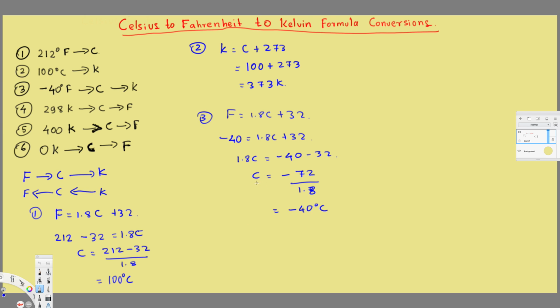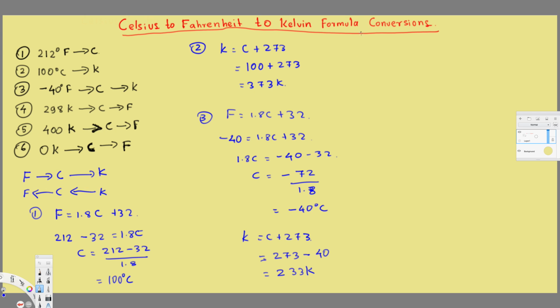And then we have to convert this one into Kelvin. So we can use this formula right here. K is equal to C plus 273. So here I can write 273. Since this is minus, I can bring it to the other side. So it's going to be 273 minus 40, and that's going to be equal to 233 Kelvin, right? So this is the answer for the third one.